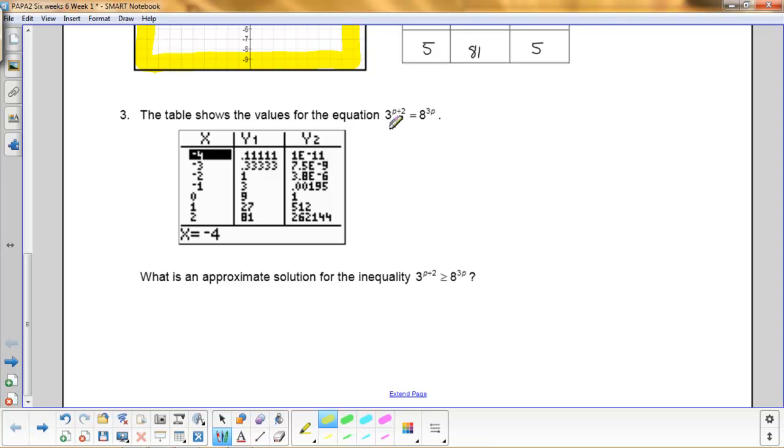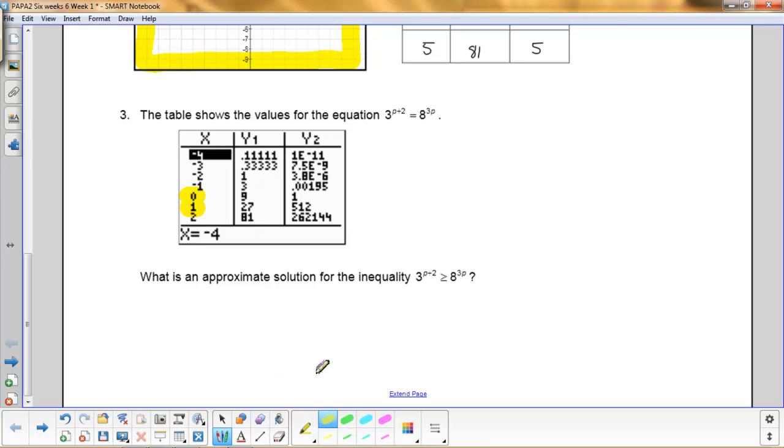Alright, the first thing we're going to do is interpret where the first answer, 3 to the p plus 2, that's going to be y1, is greater than 8 to the 3p power. Okay? So let's see. That's going to be less than, greater than, greater than, greater than, greater than, greater than, and now all of a sudden it becomes less than. So the change occurs between the values of 0 and 1.